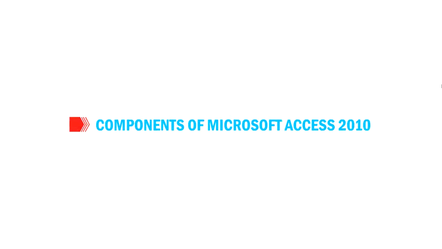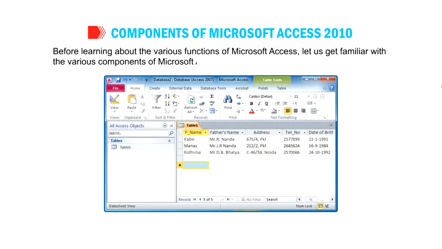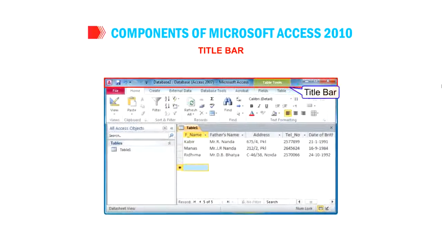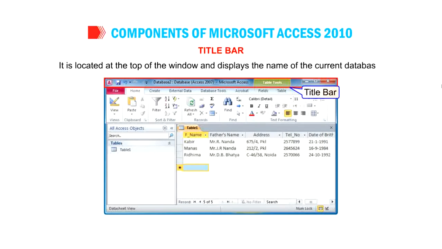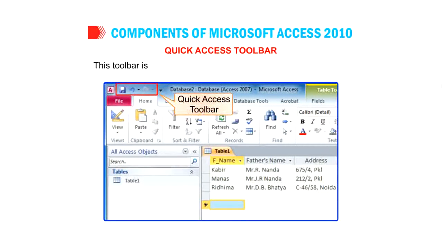Alright, let us learn components of Microsoft Access 2010. Before learning about the various functions of Microsoft Access, let us get familiar with the various components of the Microsoft Access window. Title bar. It is located at the top of the window and displays the name of the current database. Quick Access Toolbar. This toolbar is present at the top left corner of the Access window. It contains the most frequently used command buttons. By default, it has 3 buttons which are Save, Undo and Redo.